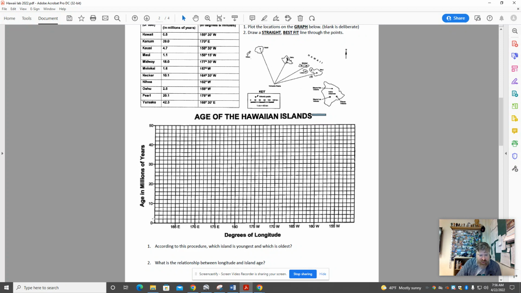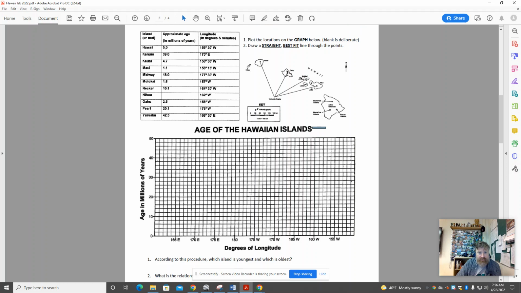Here's the age. Each box here looks like it's worth 2 million years. So the first dot is only going to be 0.5. It's going to be barely up off the x-axis at 155 and 30. And remember, 30 just means a half a degree. Don't panic about that either. Come close and you're going to be okay. So your first dot, I'm not in camera, so I can't do it, is going to end up being right about there.